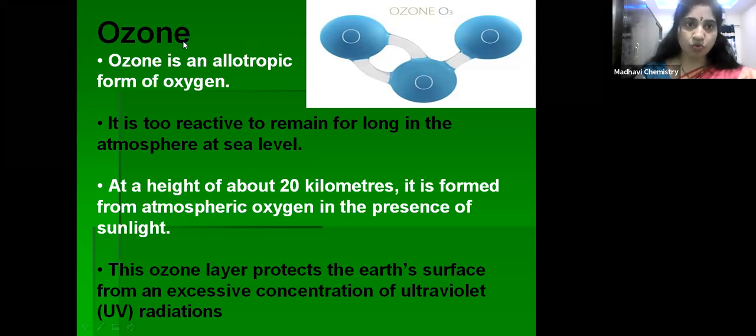Next, coming to ozone. Ozone is an allotropic form of oxygen. It is too reactive to remain for long in the atmosphere at sea level. You know, children, ozone is also very important.